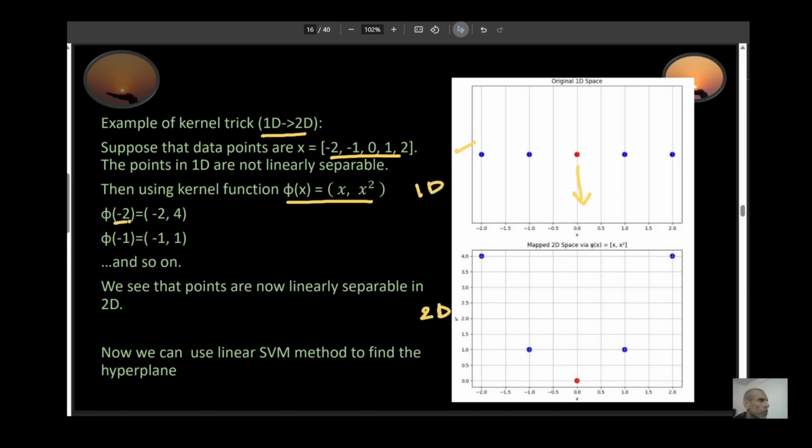So your -2 will get mapped to -2 comma 4. So -2 will be this point, and this is going to get mapped to this point right here. This point right here will get mapped to this one, and likewise this point will get mapped to this, and so on and so forth. And now we can see that these points are linearly separable in two dimension. I can draw a hyperplane like this, and this line will separate your red points from the blue points.